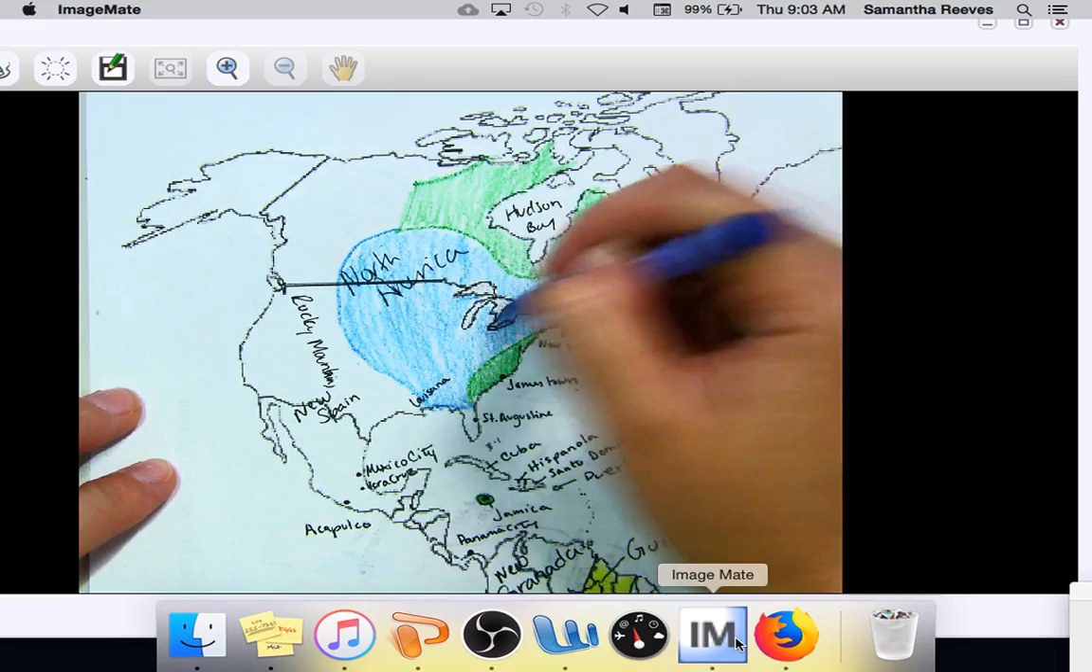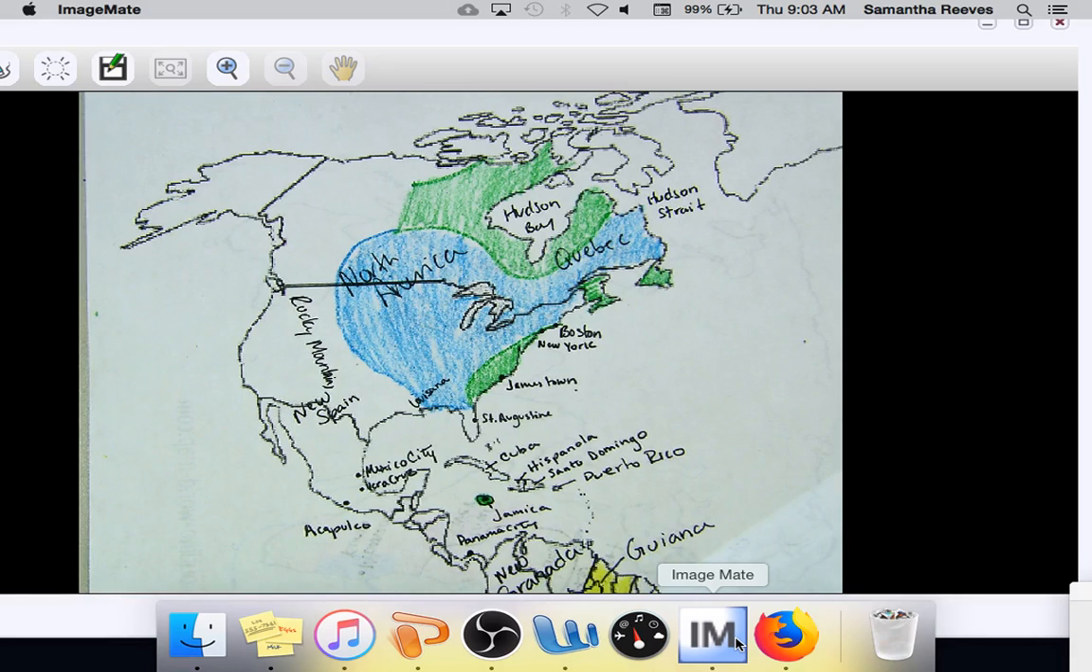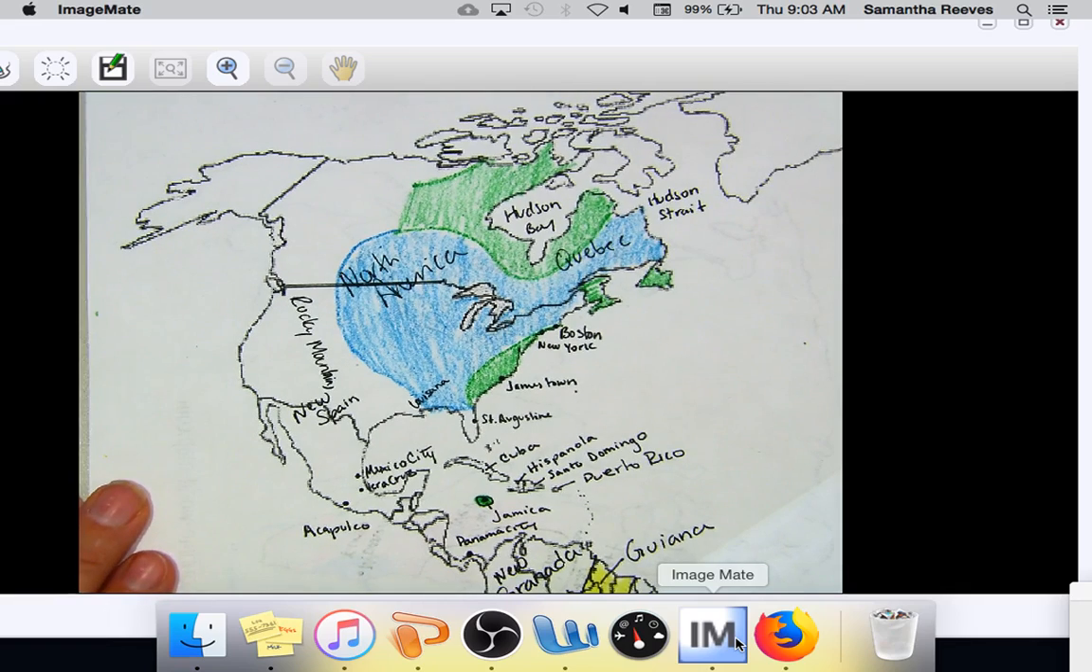So, all of this land territory is controlled by the French. The French are using this land to fur trap. That's their big thing, is they're fur trappers. All right, let's do Spanish. Spanish is going to be this ugly red color.